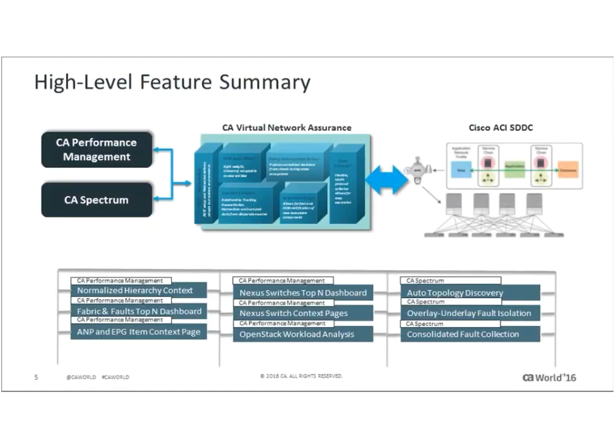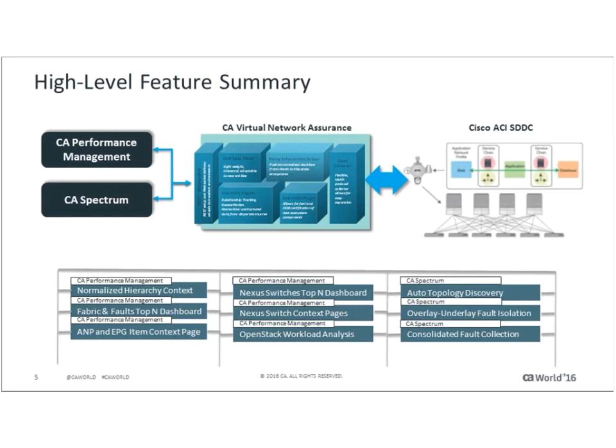So what does it look like from a high level? As you can see, CA Performance Management and CA Spectrum with the add-on of CA Virtual Network Assurance gains visibility into the Cisco ACI software-defined data center architectures. So no new GUI to learn, no new administrative console. It just allows CA Performance Management customers to do what they do best and discover new network technologies out there.